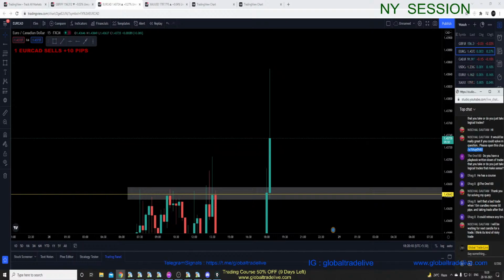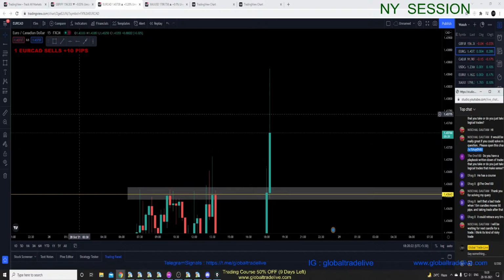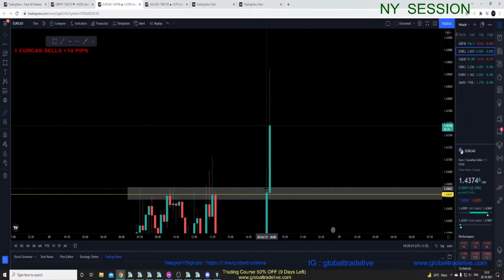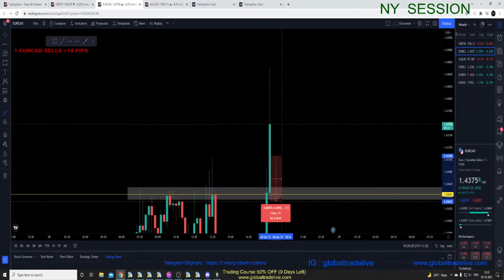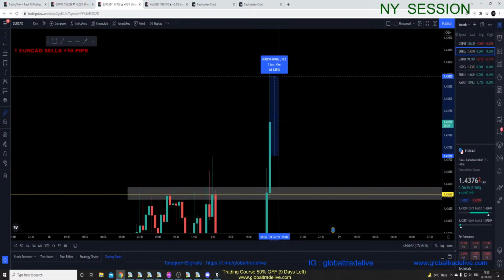Isn't that a bad trade when a 15-minute candle moves 50 pips and you take a trade after that? It could retrace anytime. It will be waiting for the next candle for a trade. I think it's kind of a risky trade. Yeah, that was a risky trade. But the reason is this candle closed above and this candle broke the high and the stops were also perfect. Market went almost 13 pips.